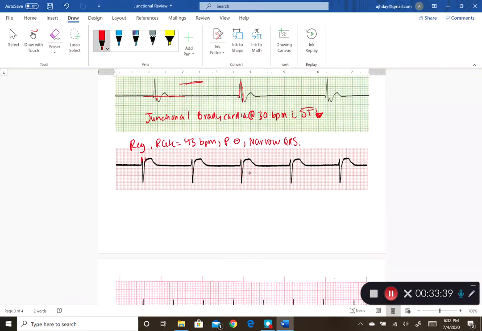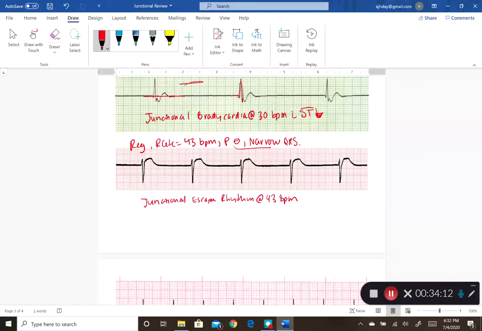All right, so let's go ahead and name this rhythm. So my rate is 43 beats per minute. I know that it's junctional because I get a narrow QRS and no P waves. So it's not junctional bradycardia because it's not slow for the AV junction. It actually falls, 43 beats per minute falls right in that normal intrinsic rate of the AV node. So this is just going to be a junctional escape rhythm at 43 beats per minute.